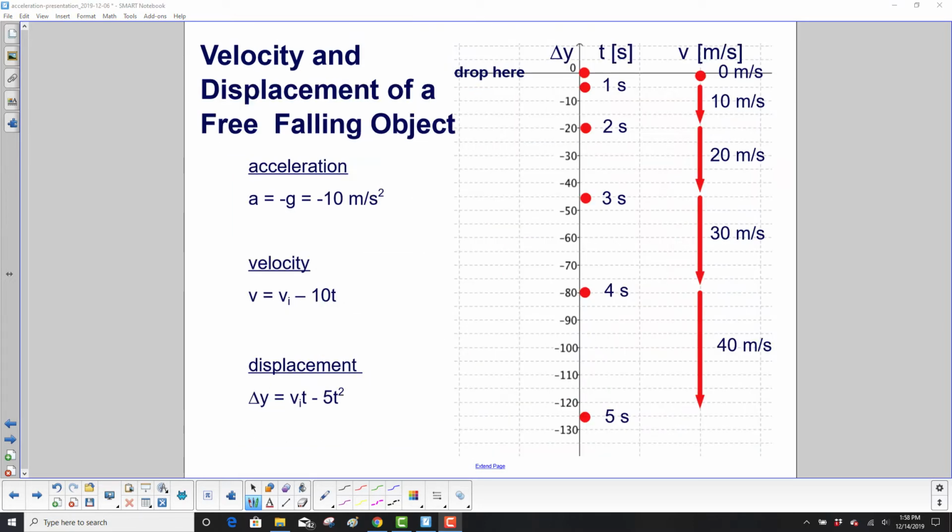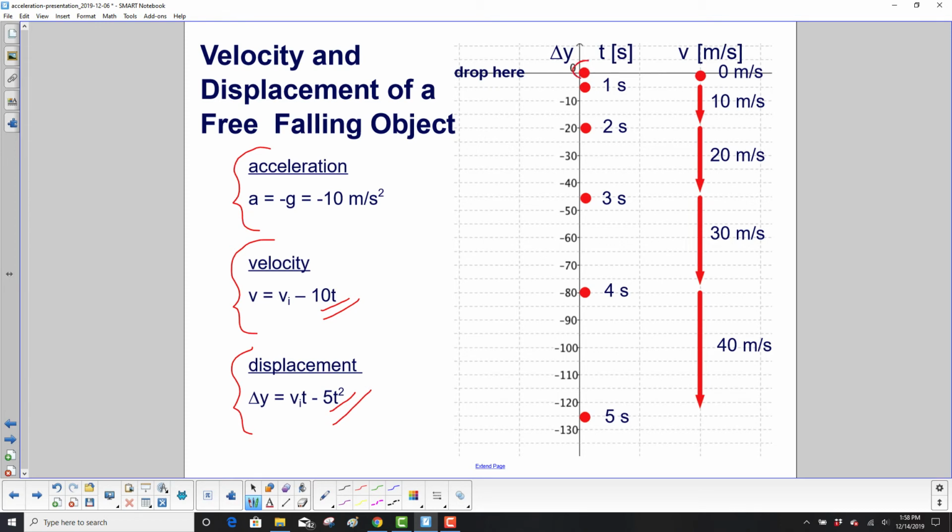Remember that slide that started this section where it had the gentleman dropping a ball and there was a flash camera taking pictures of it every second? Here's the analysis of it. We'll start on the left side here. The acceleration is minus 10 meters per second squared. The velocity here keeps increasing in the negative direction, and this gives us a displacement. The velocity increases as a linear function of time, the displacement as the square of time.